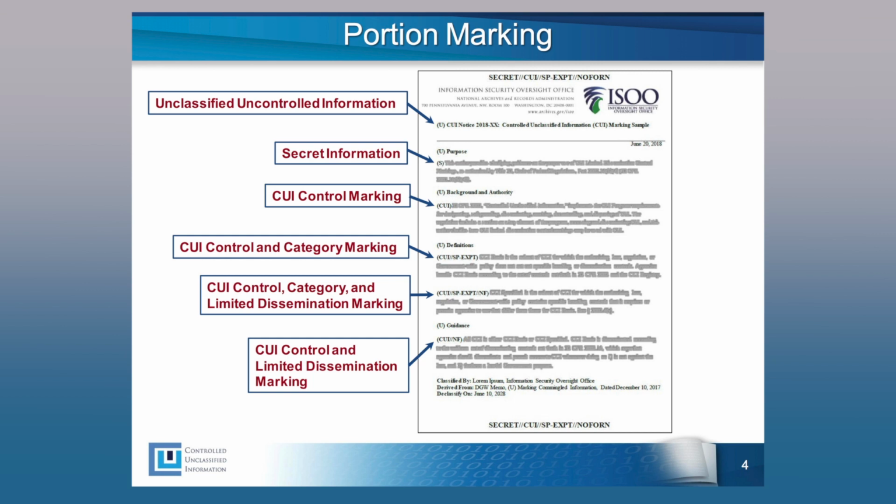This slide shows an example of portion marking in a commingled document. You can see that certain paragraphs have been marked as containing unclassified, uncontrolled information. Others have been marked as containing secret information with an S in parentheses, and others have been marked as containing CUI. Some of the portions that have been marked as containing CUI also specify the categories and limited dissemination controls that apply to that paragraph.